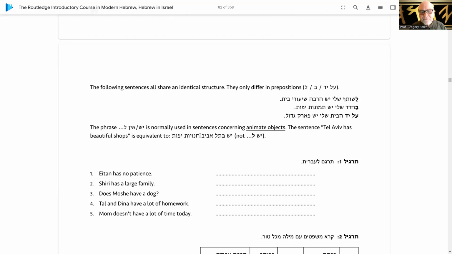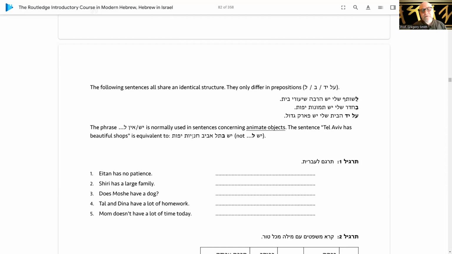Yesh Tel Aviv, let's see, Hanuyot. I think it's Hanuyot. Yafot. So let's see what that sounds like. We put that in there. Hanuyot Yafot. Yeah, that's right. חנויות יפות. Yeah, Hanuyot Yafot.